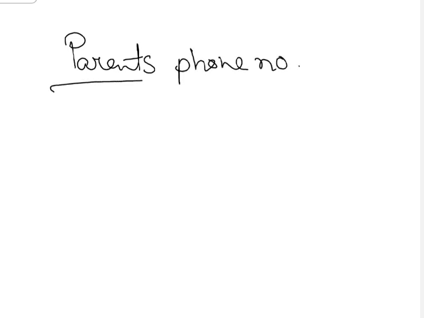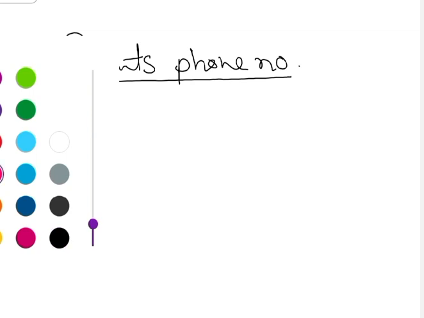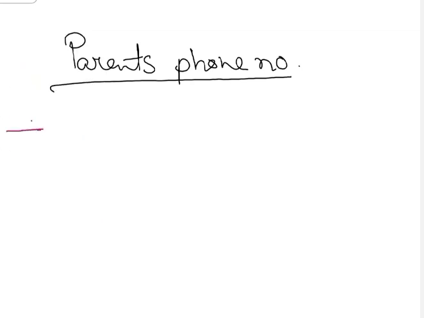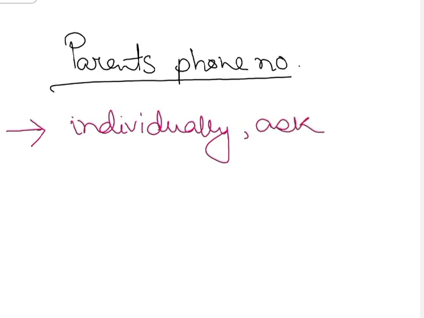Let's take a situation. Suppose I want to know your parents' phone numbers. Now how can I do that? There can be two ways. First, I can approach each of you individually and ask the phone number. Alright, and what else can I do?